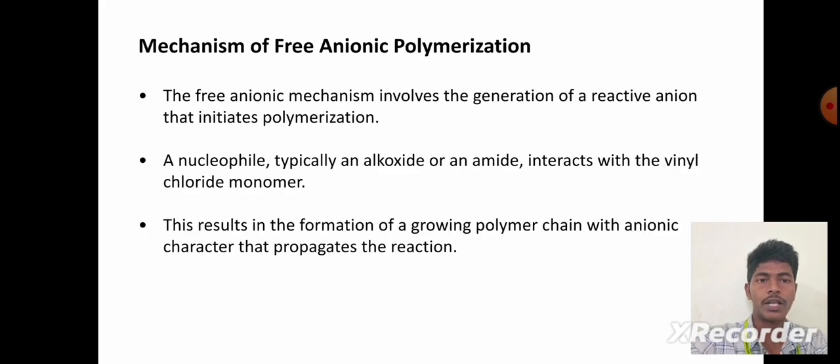Mechanism of free anionic polymerization. The free anionic mechanism involves the generation of a reactive anion that initiates polymerization. A nucleophile, typically an alkoxide or an amide, interacts with the vinyl chloride monomer. This results in the formation of a growing polymer chain with anionic character that propagates the reaction.